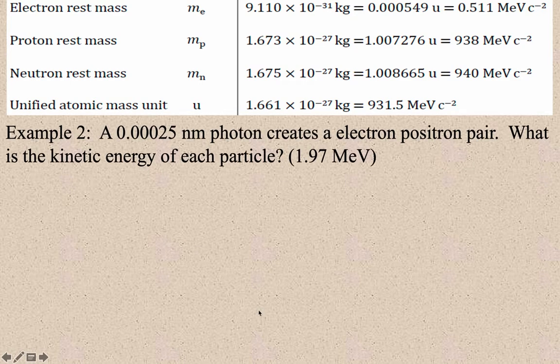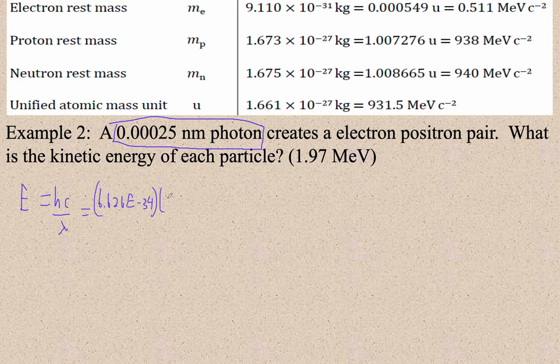So this is just exactly the opposite of that. We're going to do our photon math first and figure out the energy of this, and then we're going to figure out the kinetic energy of each particle. First thing is let's take this photon and figure out how many MeV it's got. Energy is hc over lambda, so it's going to be 6.626 E minus 34 times 3E8 divided by, and this is nanometers, 0.00025 times 10 to the minus 9th.